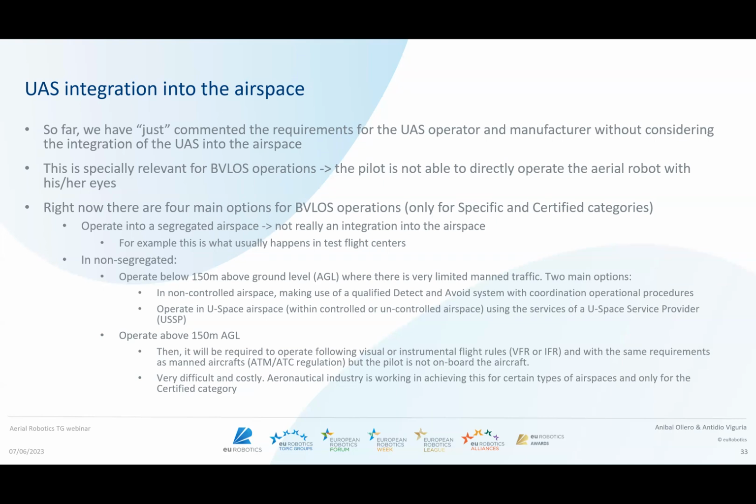Okay, so sorry about this. So we have this option of operation in U-space, and we'll comment on it later. And then we also have the option to fly over 150 meters above ground level, when it is required to follow visual or instrument flight rules like all the other manned aircraft, with ATM or ATC. This is very difficult and costly, and Aeronautica is working on that, especially for certain temporary segregated airspaces, and usually only for the certified category.